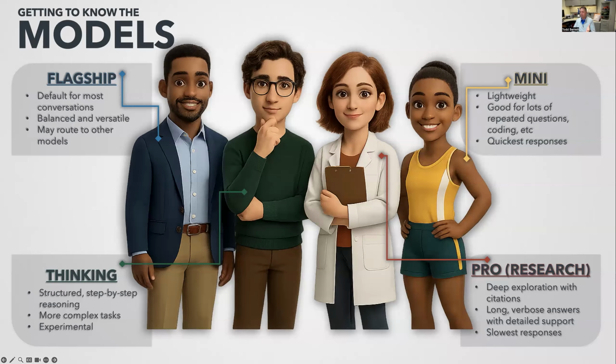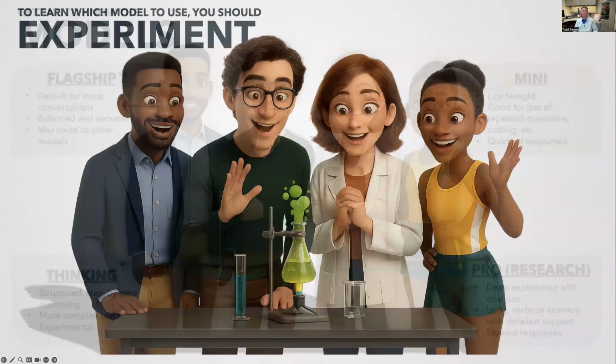And then Pro, or it was called Research in previous iterations. This is deep exploration. It basically writes you a research paper on whatever topic you give it. They're long, verbose answers. They can take a long time. I will do an example here that takes it 15 minutes to think through. So it's slow responses, but often it's grounded in hard citations, so you know that it's not going to hallucinate as much, and it tends to give you really good, well thought out answers. Let's dive into how we use these.